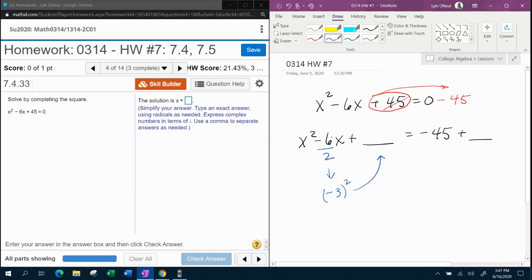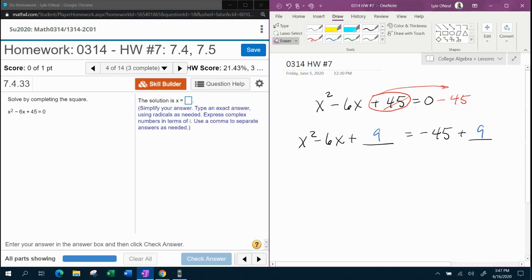You take the coefficient of x and take half of it. Half of negative 6 is negative 3. That result has to be squared. Negative 3 squared is 9. And again, I said whatever I add to one side, I have to add to the other. So we're adding 9 to both sides, okay?